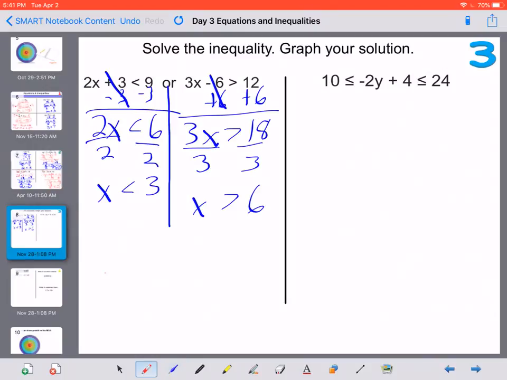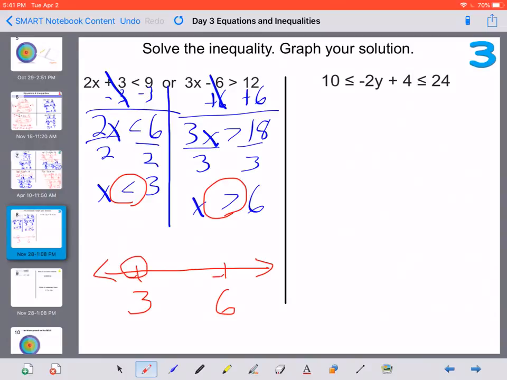Now we're going to graph it by drawing a number line. We're going to have two dots, or two places. We're going to have 3 on the lesser than side and 6 on the greater than side. Now these tell us what kind of dot to make on our number line. Because they're only less than and greater than, and not less than or equal to or greater than or equal to, we're going to make an open circle at both of these.